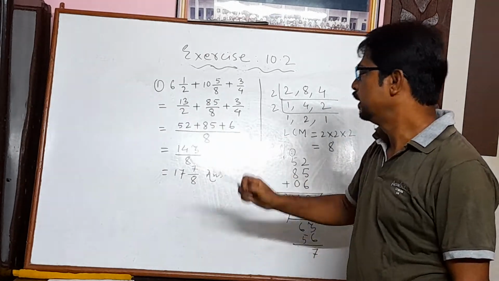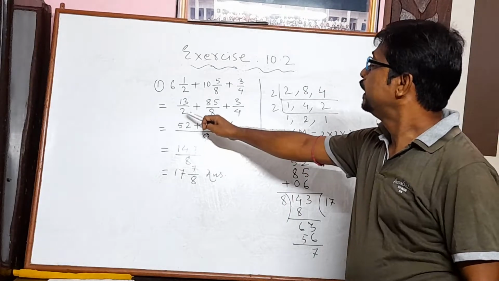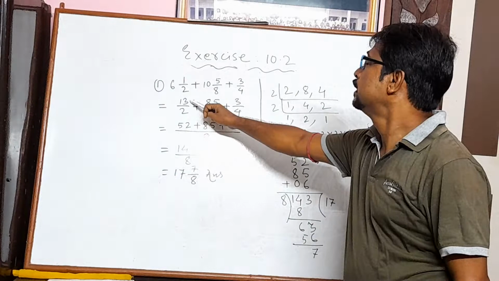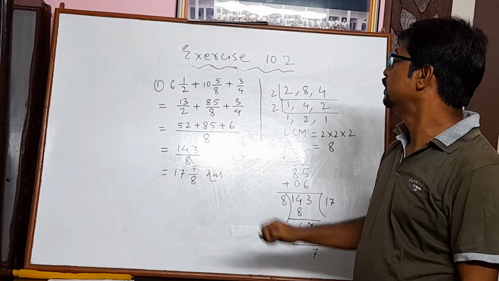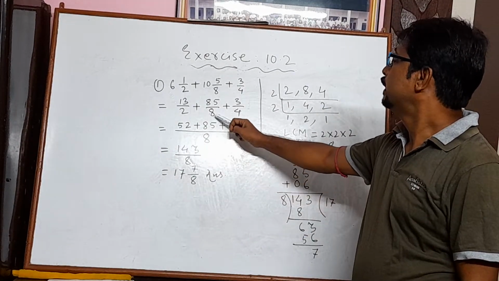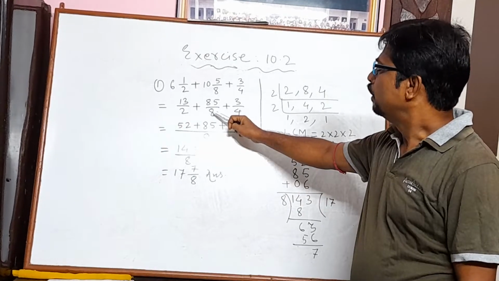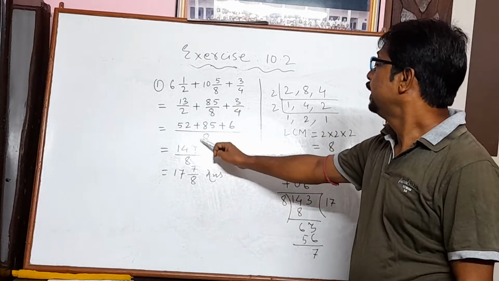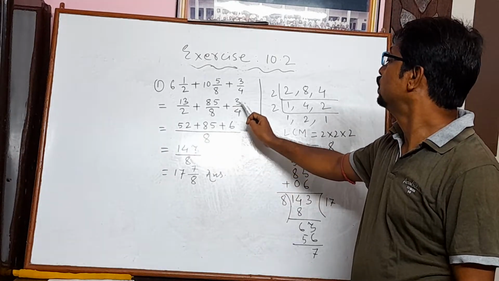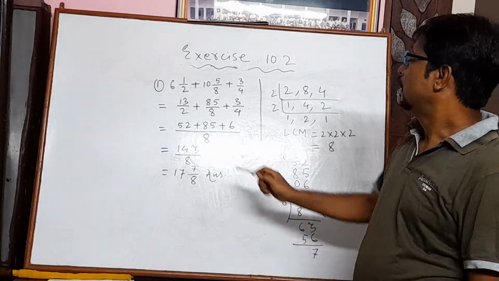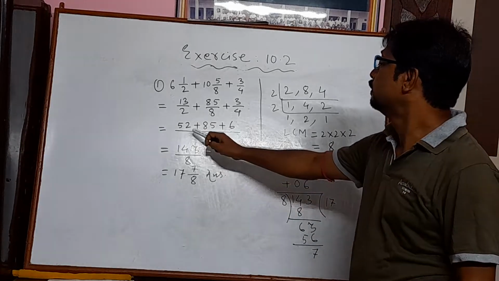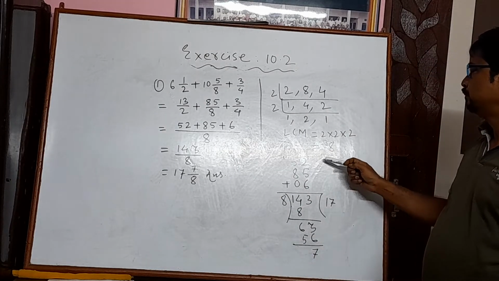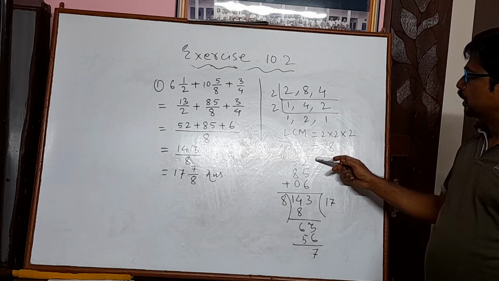Remember that. So 8 divided by 2, we get 4, and 4 into 13 is 52. Then 8 divided by 8 is 1, and 1 multiplied with 85 will be 85. Then 8 divided by 4 is 2, 2 3s are 6. Now you add all these: 52, 85 and 6. I have done the rough work for you.